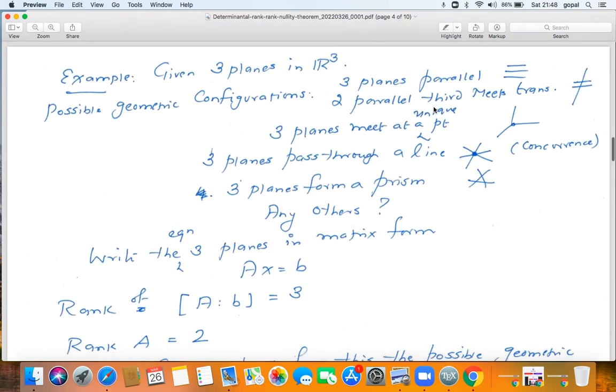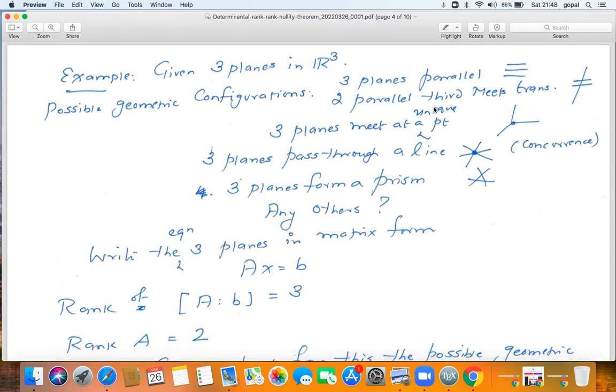Now let us look at another simple, geometrical example. Let us consider three planes in R3. A1x plus A2y plus A3z equal to D1. B1x plus B2y plus B3z equal to D2. C1x plus C2y plus C3z equal to D3. Three inhomogeneous equations, that is, there is a right hand side. I can write it as a system of linear equations, Ax equal to B, where A is a 3x3 matrix with rows A1, A2, A3, B1, B2, B3, C1, C2, C3, and B is a column vector D1, D2, D3.